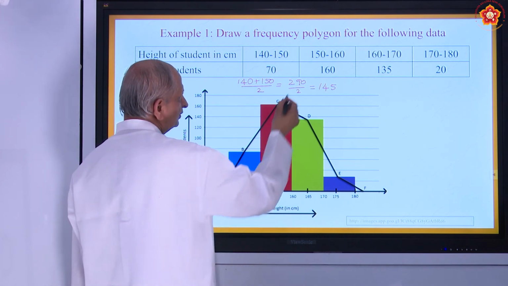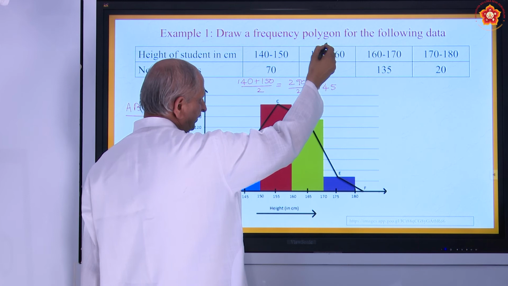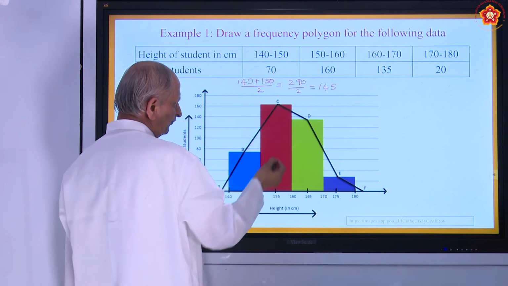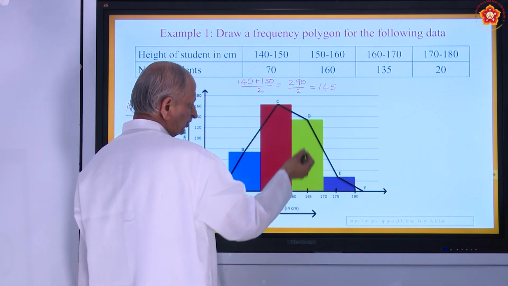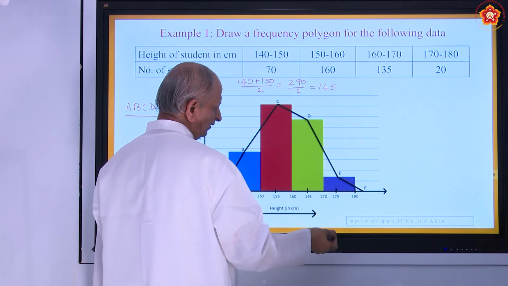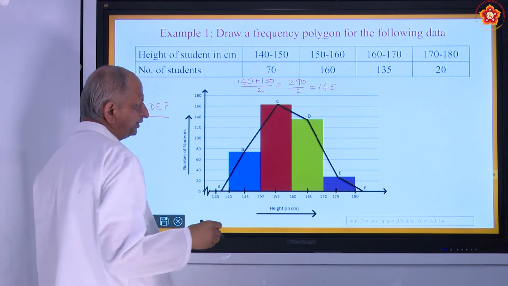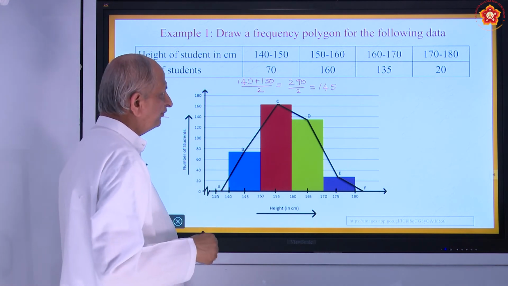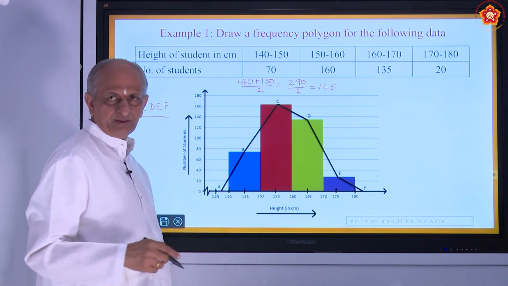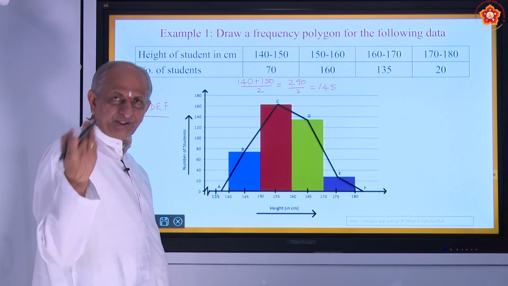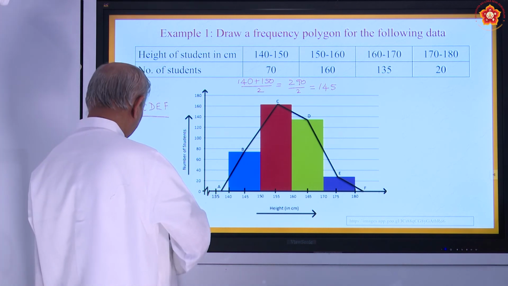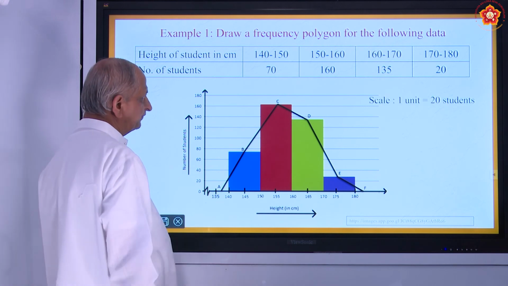Similarly here, 150 plus 160 by 2 means 155. Similarly 165, 175, 185, and it ends. Here it ends with 135. So that is how the frequency polygon is drawn. This may be drawn without the histogram also. Let us see how it will be done in the next figure.